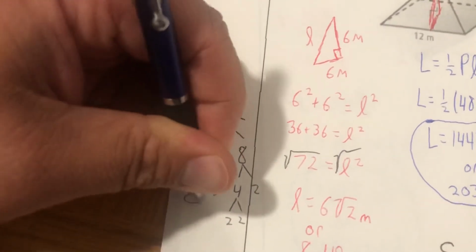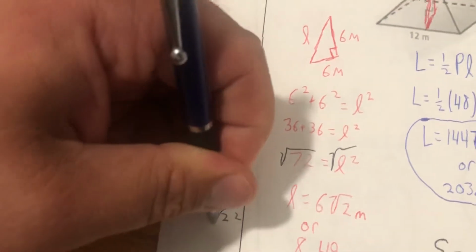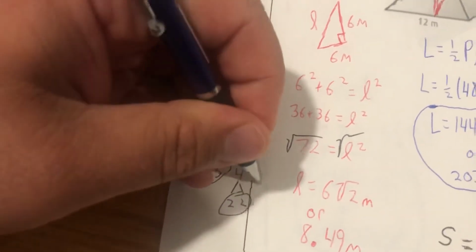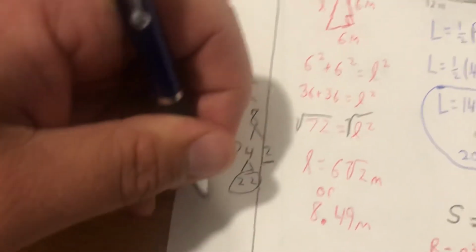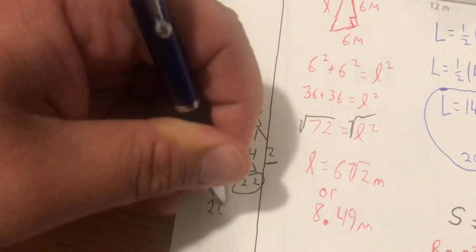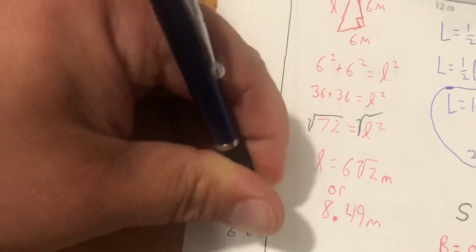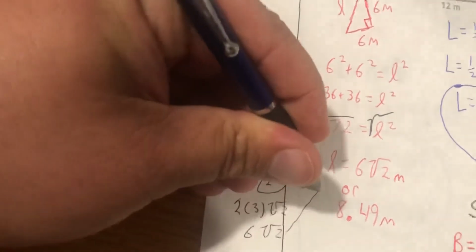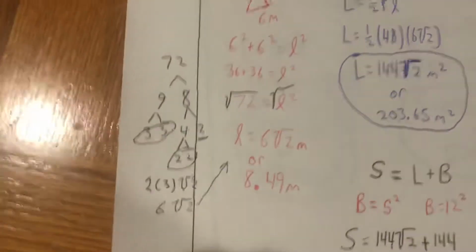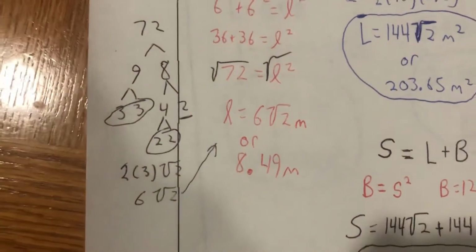And then we can split that 4 up into 2 and 2. So we have a pair of 3s. That means a 3 is coming out. We have a pair of 2s. That means a 2 is coming out. And then we have that 2 by itself, so it's staying put. So we end up with 2 times 3 root 2, which is 6 root 2. So that's where our slant height came from. All right, so we have a slant height of 6 root 2 meters.